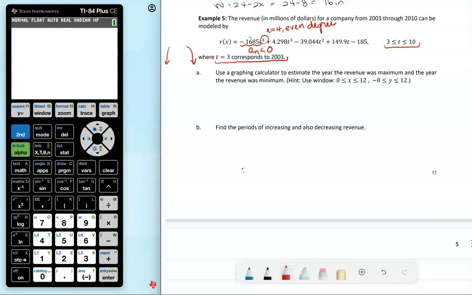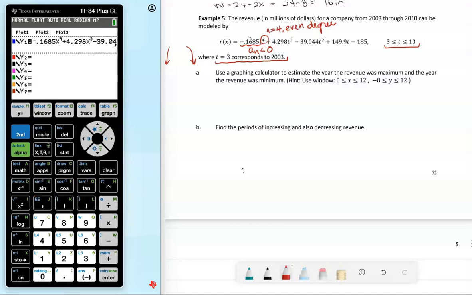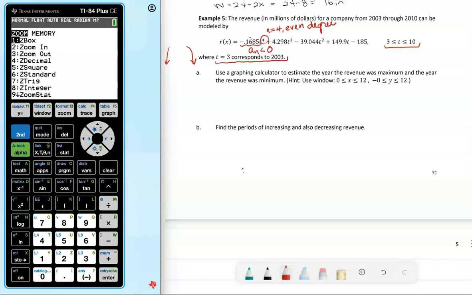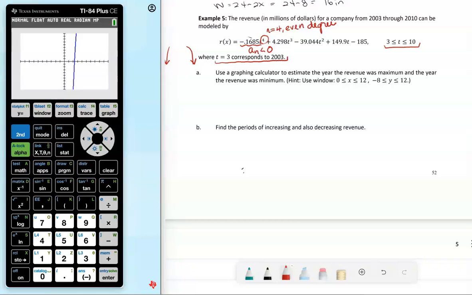It says use a graphing calculator to estimate the year the revenue was maximum and the year the revenue was minimum, and it gives us a window to try out. So let's go to y equals and enter our function as it's written. And then I'm going to do zoom 6 rather than hit graph, just because I haven't changed it from the last time I used my calculator for a graphing problem. And zoom 6, if you remember, takes it back to that negative 10. And when I hit enter, this is what comes up. A function just zooming off to the right.